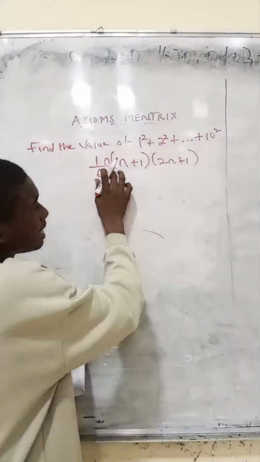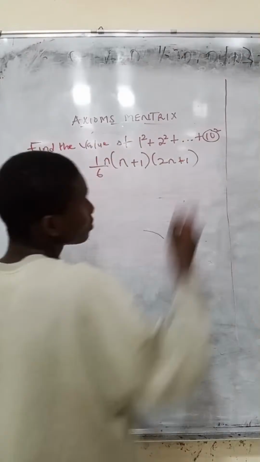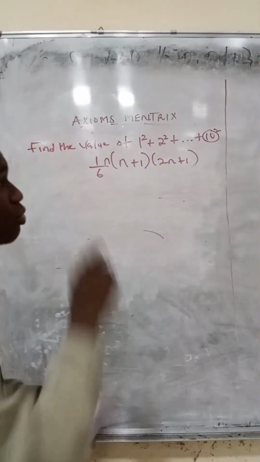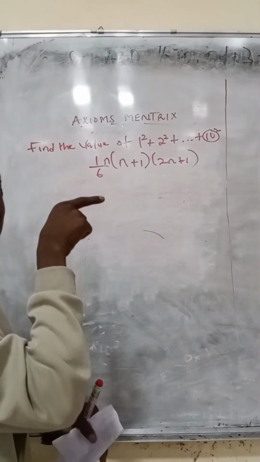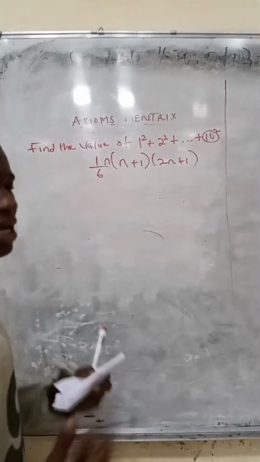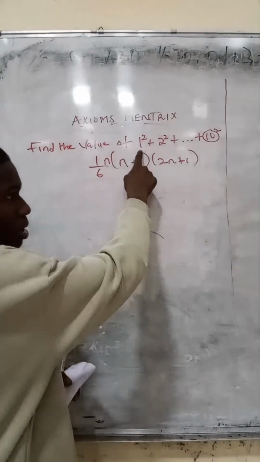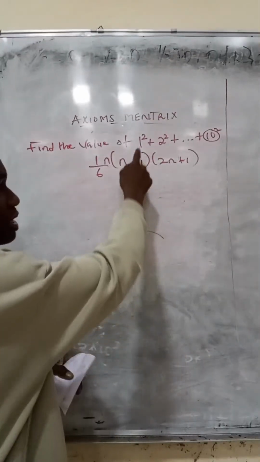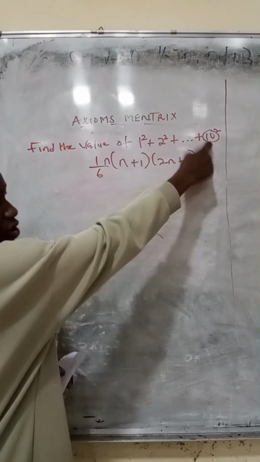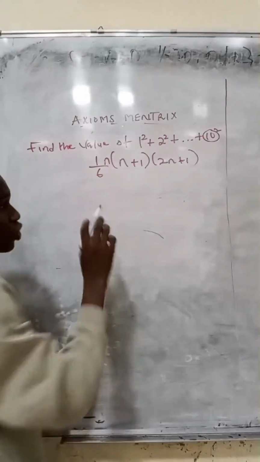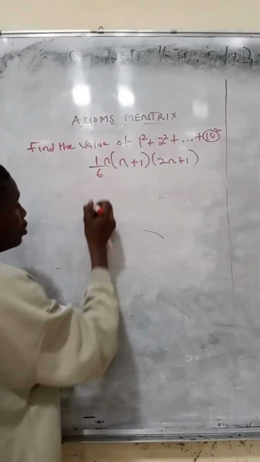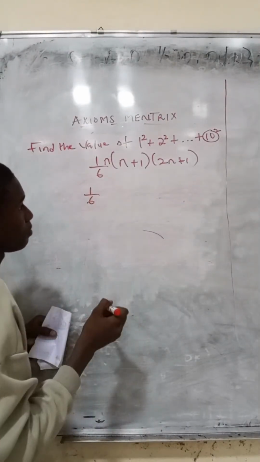So now, from this point, my n here is this man here. So my n is the last man at the back. You understand? But there are times you need to consider the first number. But at this point, because it's starting from 1, we are going to be considering the last number. So our n here is 10. So from here, I'm going to be having 1 over 6.